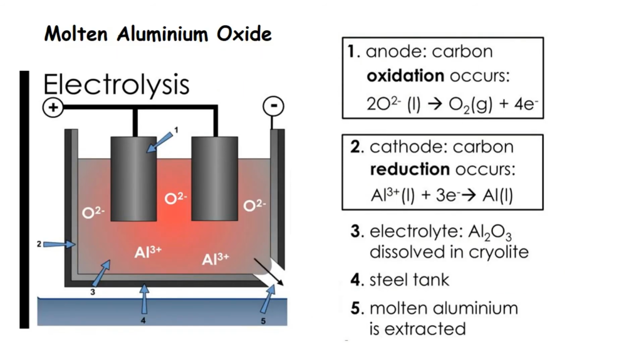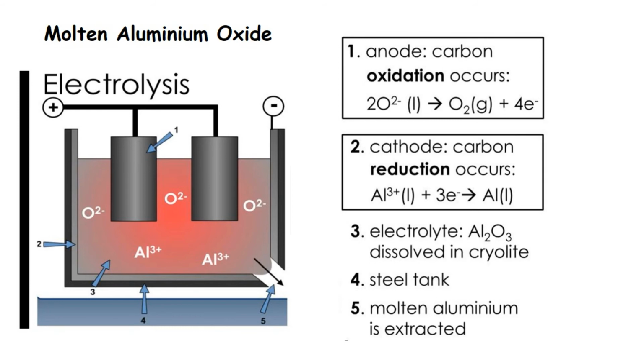Next we will see the electrolysis of molten aluminium oxide. Since it's molten, there are no ions from water, only the ions from aluminium oxide: aluminium ions and oxide ions. So at the anode, what happens? Anode is made of carbon, cathode is made of carbon, so they are inert. At the anode, as we know, oxidation takes place. So anions move to the anode, oxide moves to the anode. And at the cathode, reduction, cations move to the cathode.